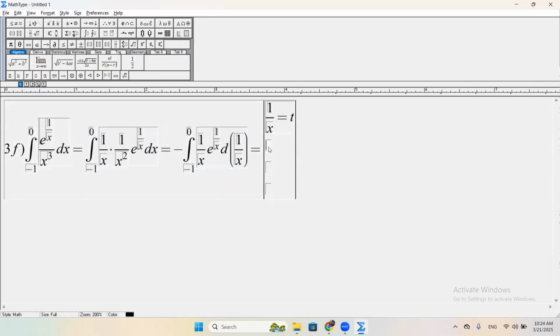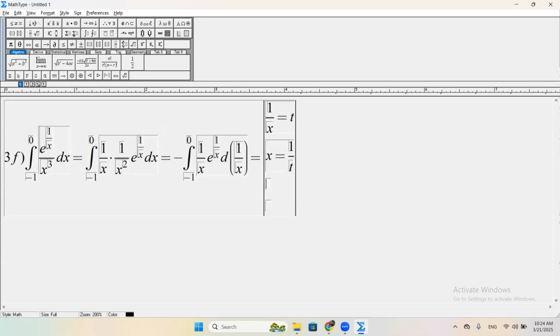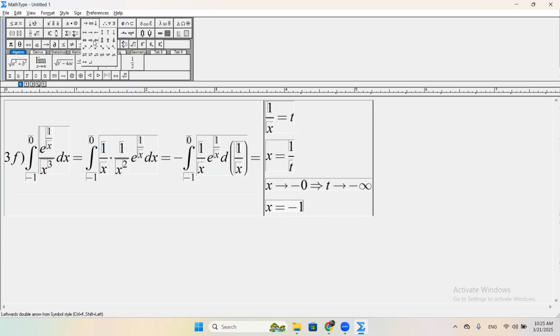Then x equals 1 over t. When x equals 0, x approaches 0, and it approaches -0, by the way. Because we go from -1 to 0, then t approaches -infinity. So we moved from one improper integral to another improper integral. Then when x equals -1, t equals -1 as well.